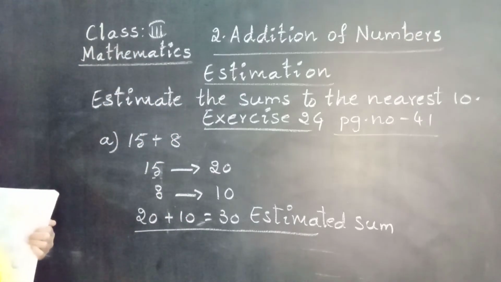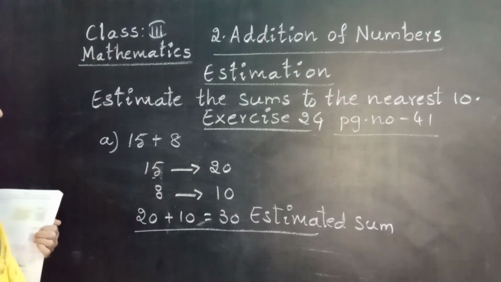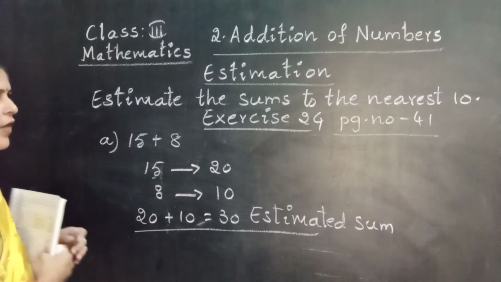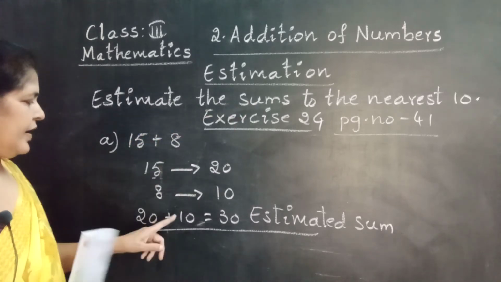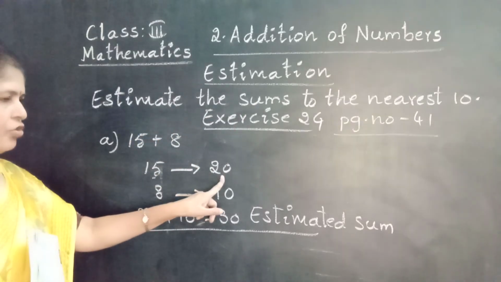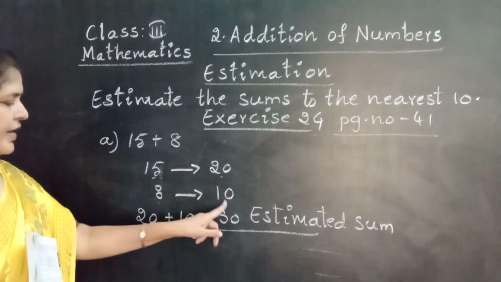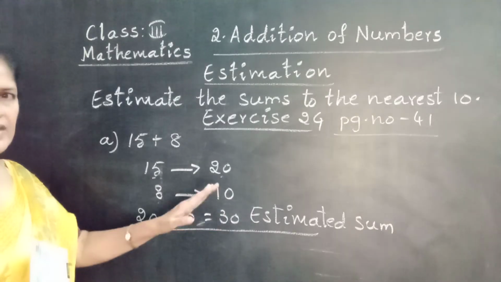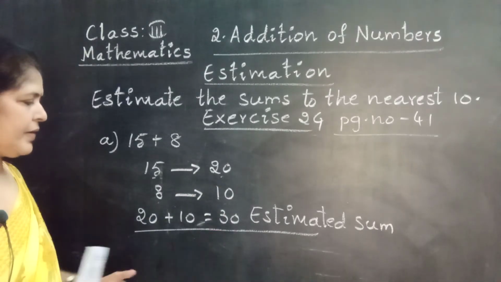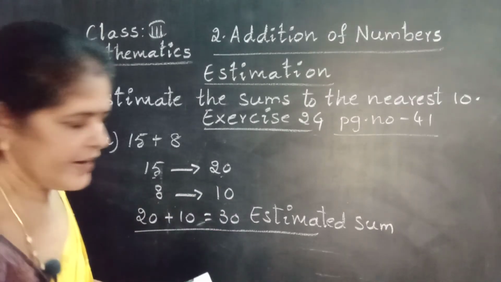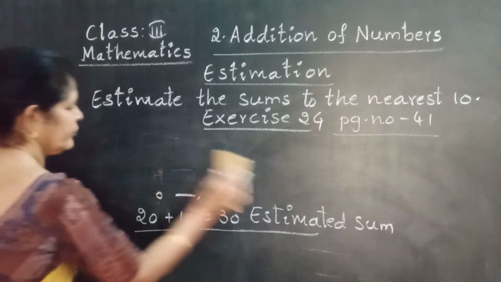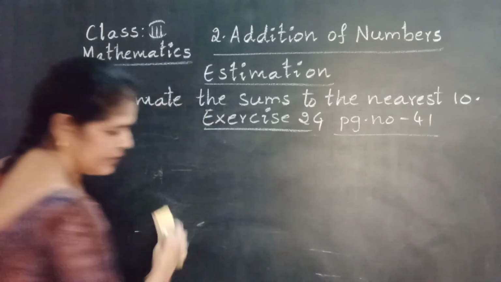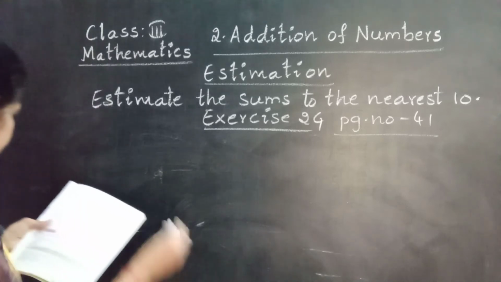Answer of first problem. 15 plus 8. Here we have to estimate the sum, which means 15 is nearer to 20, 8 is nearer to 10. Estimated sum goes to 20 plus 10, 30. Second one. B.